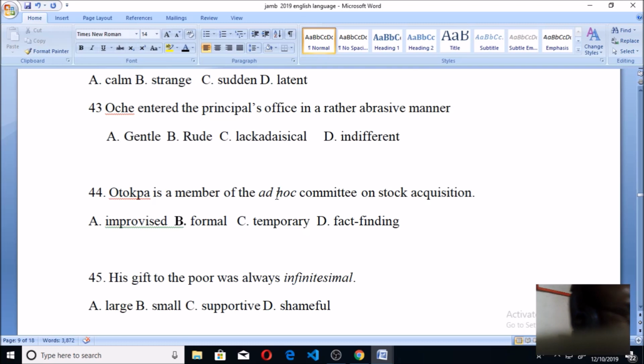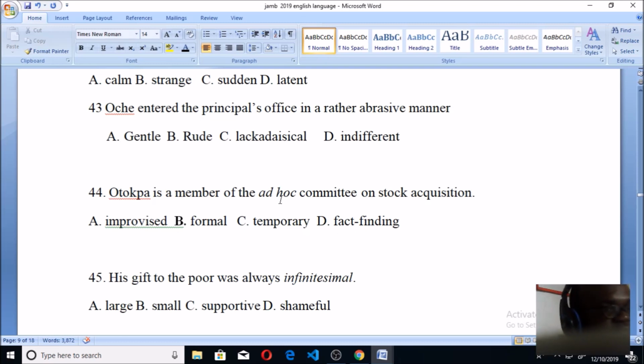So first of all, let's get to know the meaning of ad hoc. Ad hoc simply means formed or done for a particular purpose only. Improvised means make something from whatever is available. Formal means officially recognized or suitable for or referring to an official or important occasion. Temporary means lasting for only a short time. Fact finding simply means the search for truth.